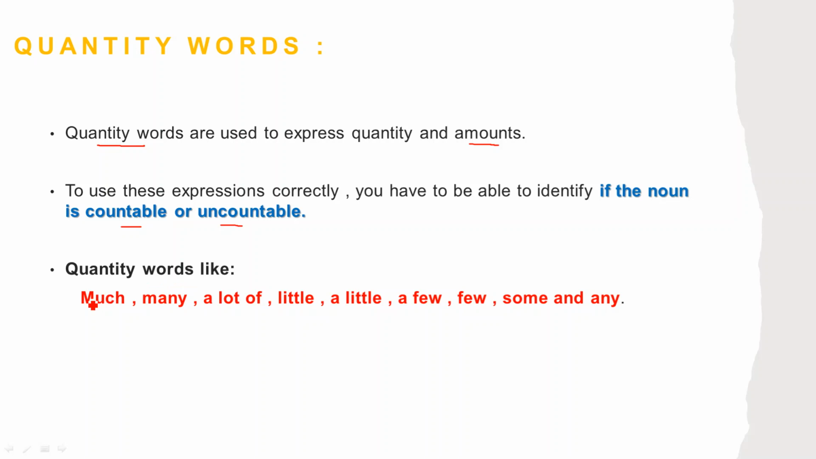Okay, quantity words are: much, meaning a lot; many, also meaning a lot; a lot of, also meaning a lot of; little and a little, meaning small or less; few and a few, also meaning a small number; some and any, some meaning a few or several, and any meaning any or none. Okay, so these are the quantity words that we have to study in your book.